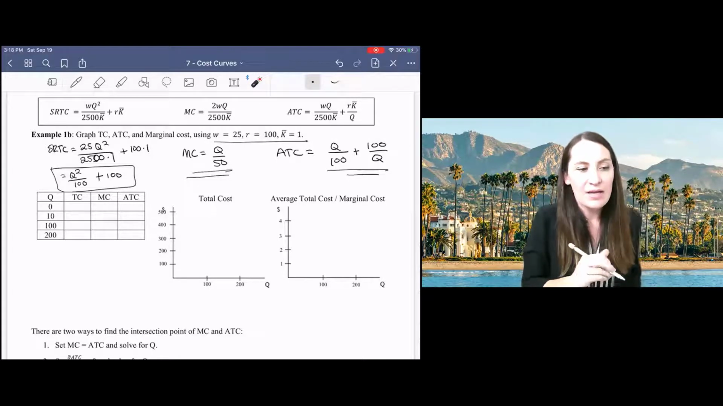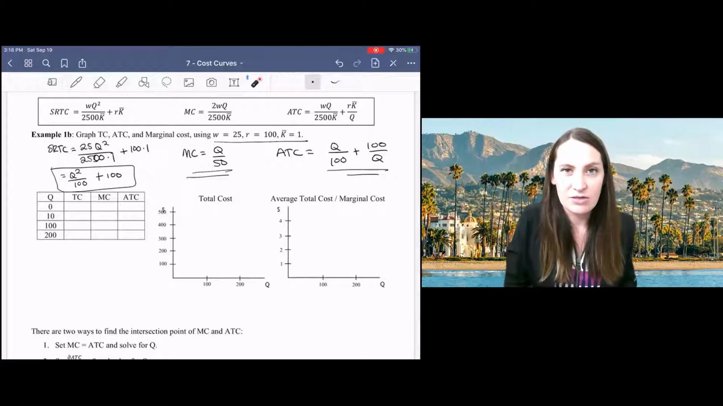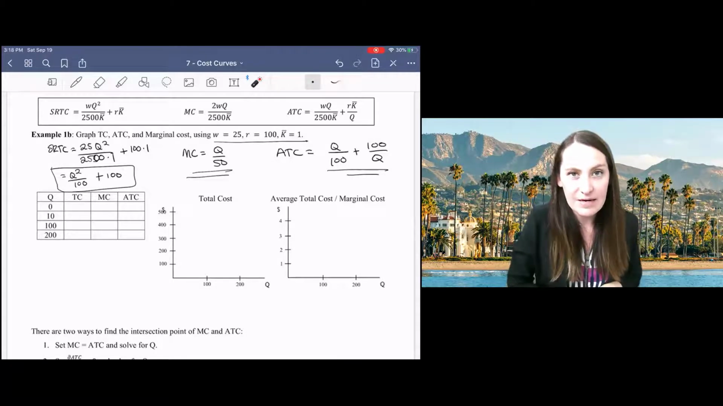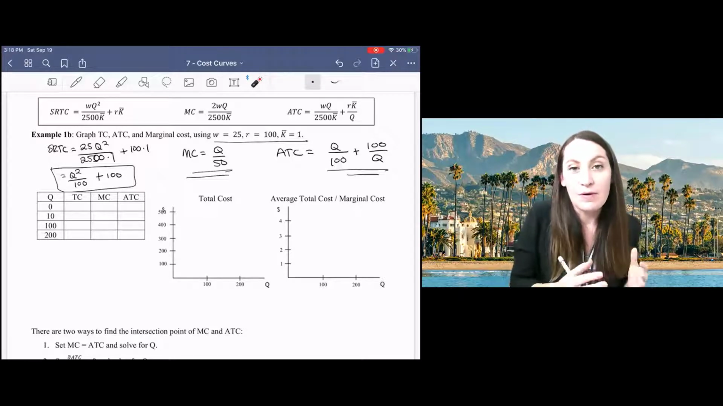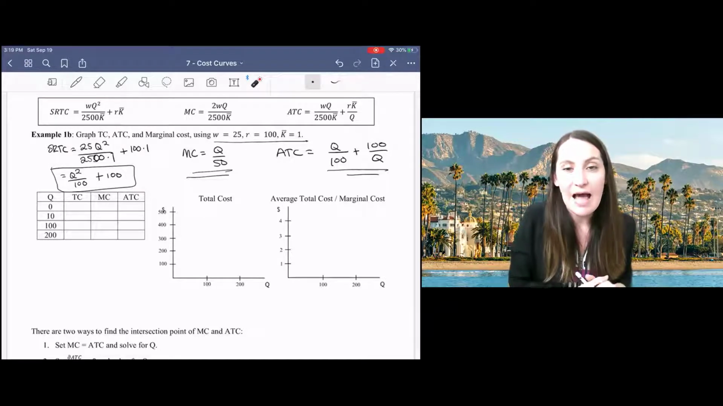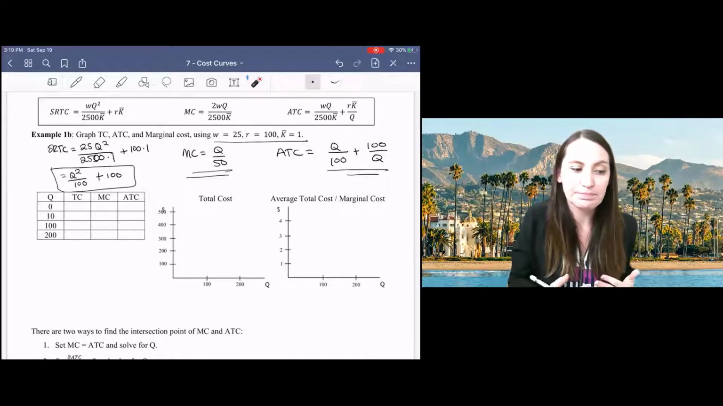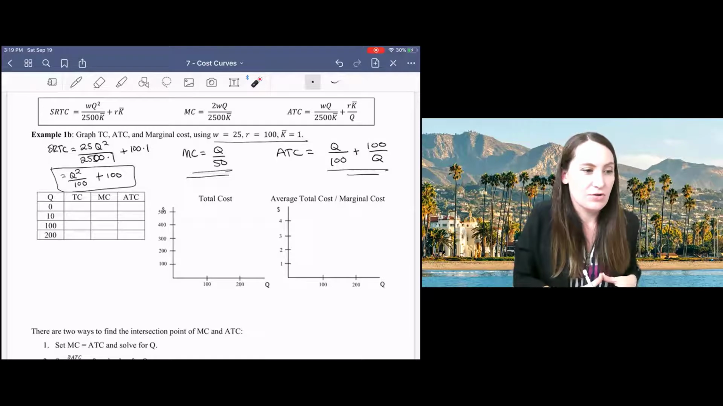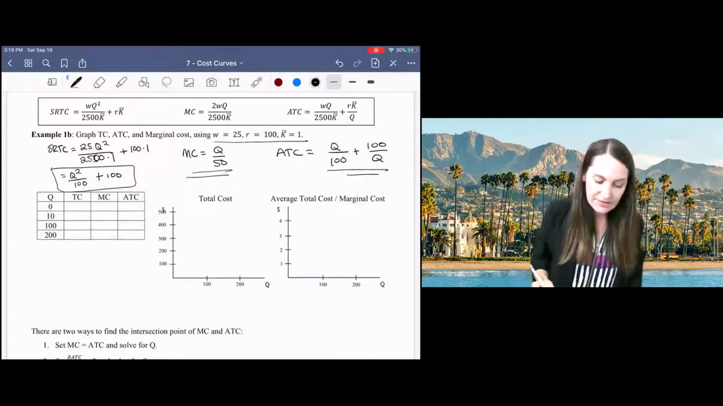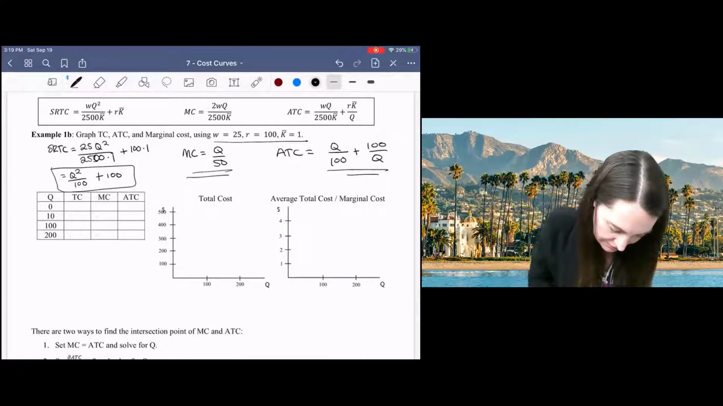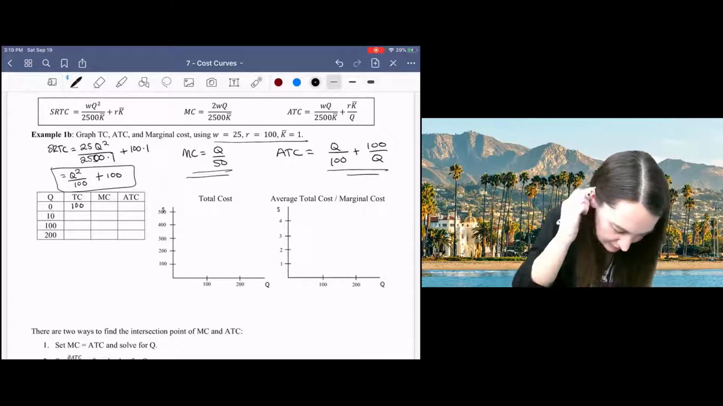Okay, so now that we've written out our short-term cost curves for these particular input prices and a fixed level of capital at 1, we'll want to put them on the graph to see what they look like, and then we'll compare them to what happens as capital increases. Okay, so first let's get some numbers here for our graphs. So for total cost, if quantity is 0, total cost is 100.